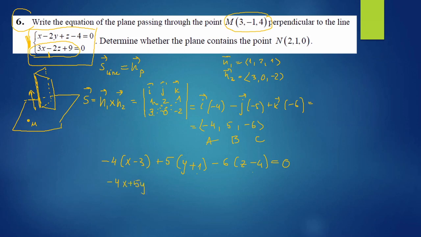And then, okay, 2, 1, 0, let's try it. 2, 1, 0. We will have minus 8 plus 5 minus 0 plus 41. So, of course, the answer is no. The point 2, 1, 0 does not belong to this plane.